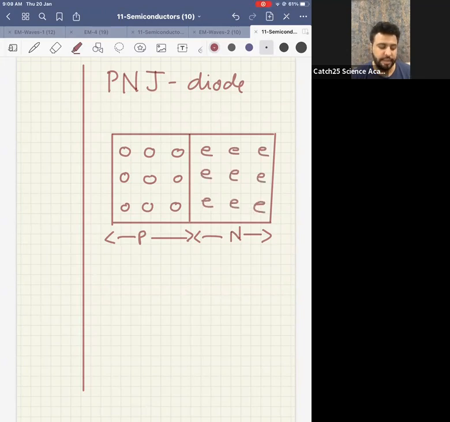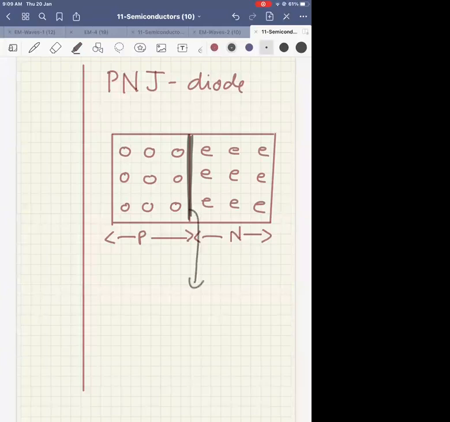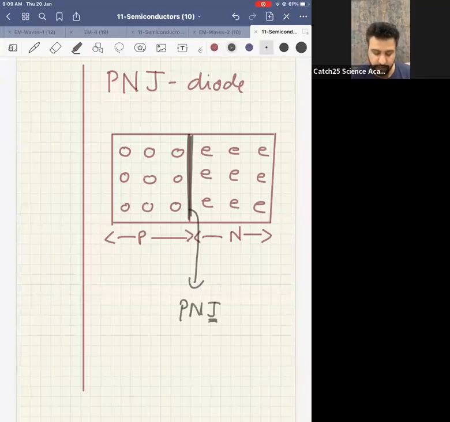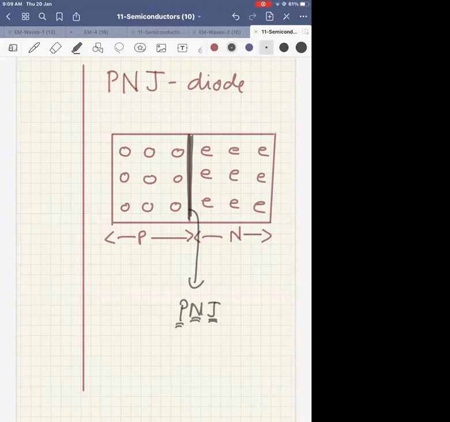And the junction that is formed between the P region and N region is called PN junction. What is PN junction? The junction formed between N region and P region is called PN junction. Now listen.